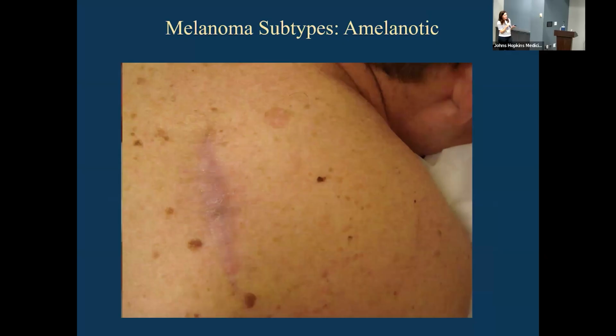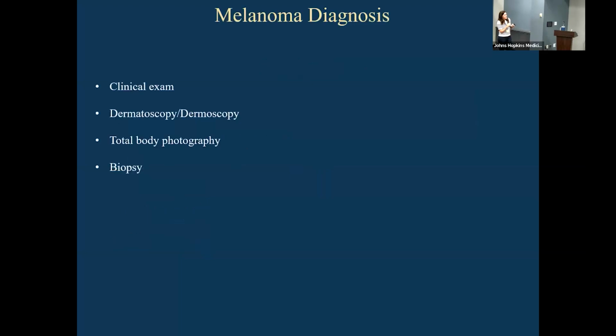And then there's amelanotic melanoma, and I like to use this to quiz my residents as to which one they thought was the concerning lesion, and it's actually the red one, not the dark brown one. That was an amelanotic melanoma. So these are pink or red melanomas. Okay, so how we make our diagnosis, this ties into how we're going to recognize melanoma early, is we use clinical exam, of course, but we also use dermatoscopy or dermoscopy, total body photographs, and biopsy.